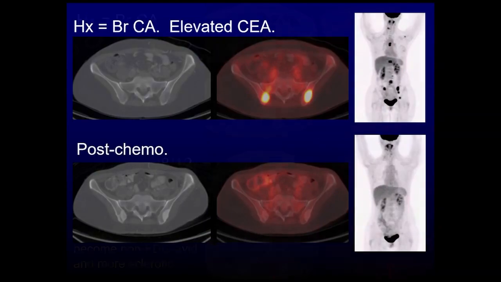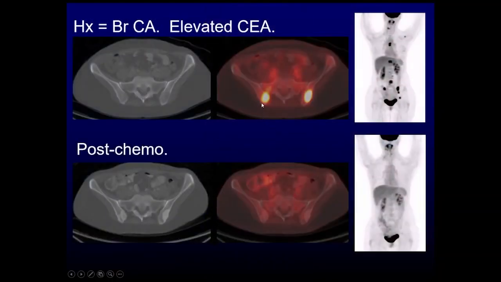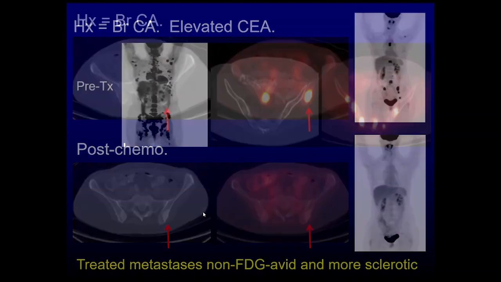There are different patterns for this. You can go from CT occult and FDG avid to non-avid. You can go from FDG avid lytic lesions to non-FDG avid sclerotic lesions. This on CT is more apparent that this is a treatment response. When it goes from lytic to sclerotic, you say that's a treatment response, even without the FDG PET.